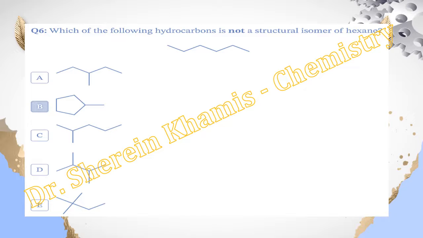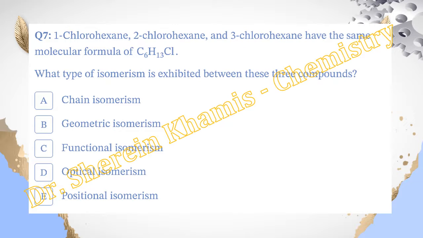Let's go to question 7. Question 7 says that 1-chlorohexane, 2-chlorohexane, and 3-chlorohexane have the same molecular formula, C6H13Cl. What type of isomer is exhibited between the three compounds? We said we have different placing for chlorine on the hexane compound. We have 1, 2, and 3. We make a different position for the chlorine atom on the hexane molecule.